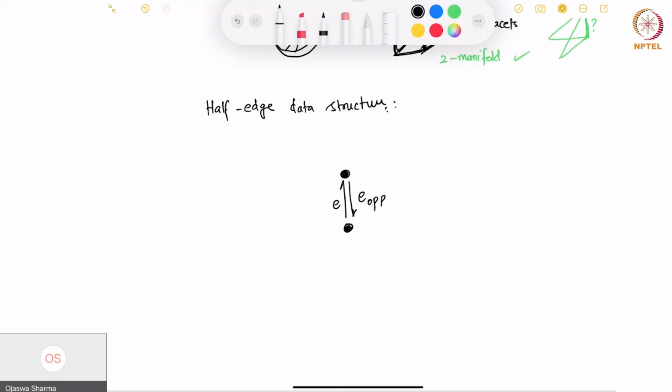So if I call them V0 and V1, then for V0, I will store a pointer to E. And then if I want to reach V1, I would take E and then fetch E opposite from E, because E has a pointer to E opposite. And then E opposite will have its source vertex V1. So I can reach that. Basically, these data structures are for traversal and modification of meshes.